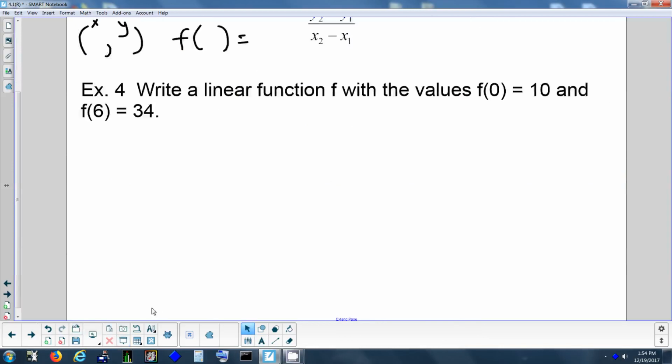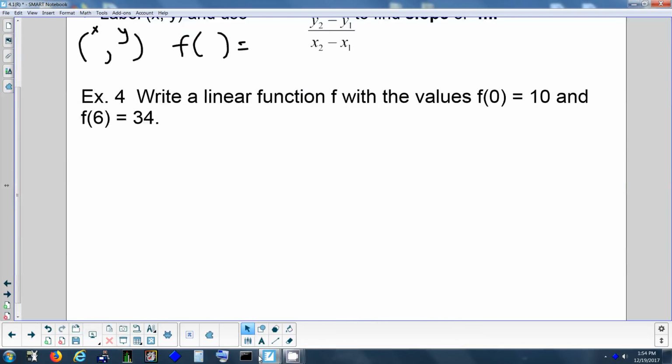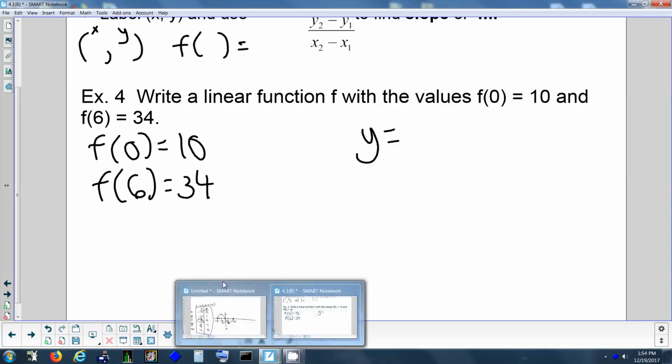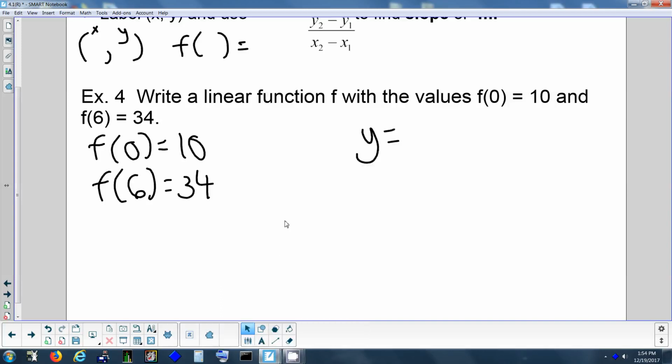So let's go down. We'll write a linear function with the values. I'm going to take these and write them down here. I'm going to write f of 0 equals 10 and f of 6 equals 34. We know we're going to start with y equals. In these coordinates, what's our y-intercept going to be? 10. Someone explain why 10 is going to be the y-intercept.